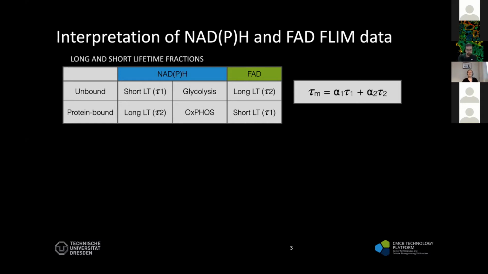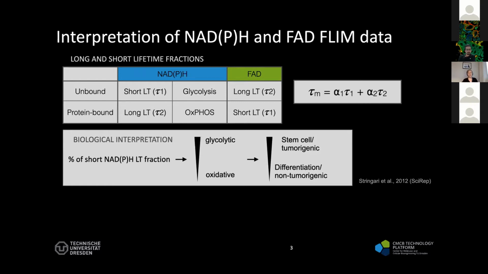As you all know, the mean lifetime is the sum of the individual lifetimes multiplied by their relative fractions, which means that if you only consider the mean lifetime, you may lose additional information which is part of either the individual lifetime components or the relative fractions. So when you do lifetime analysis in this context, it's always interesting to consider all of these parameters, being the short and the long lifetime per se, but also the relative fractions for analysis.